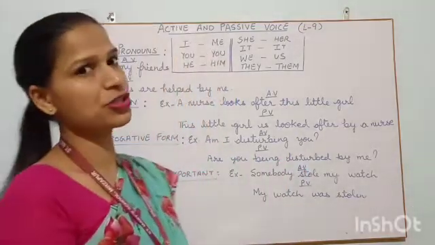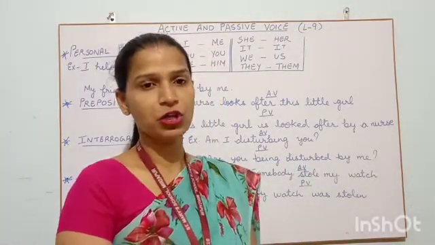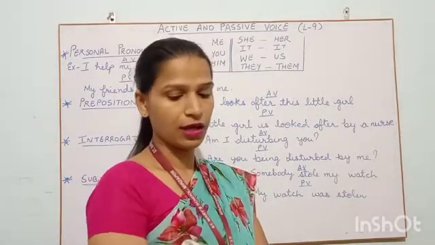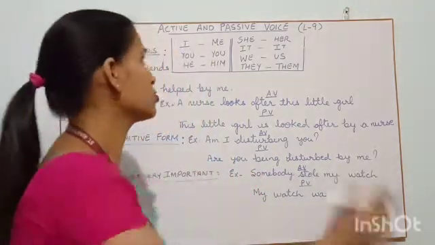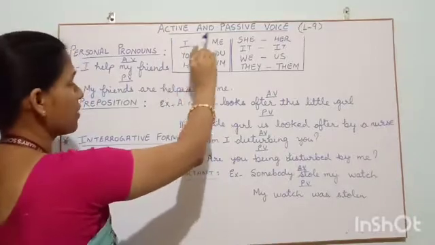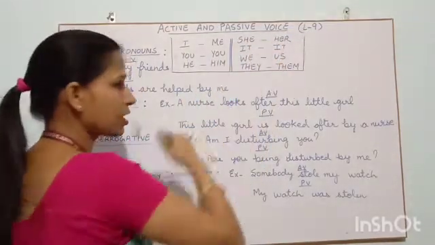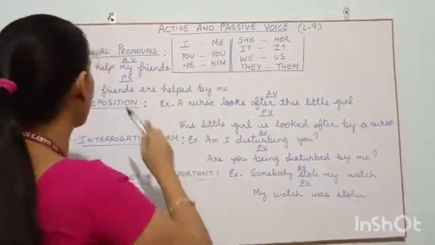When you turn to page number 65, you will find these things in lesson number 9. So we are going to begin active and passive, lesson number 9. This is a continuation of the lesson.